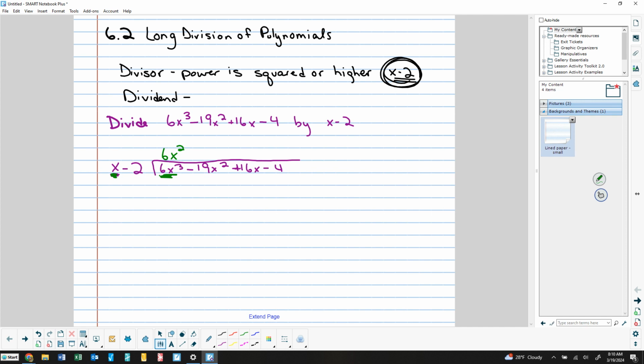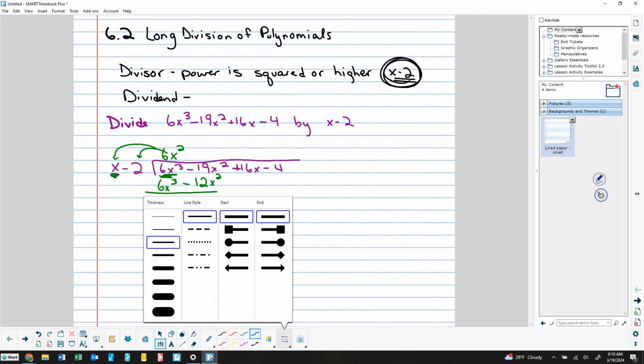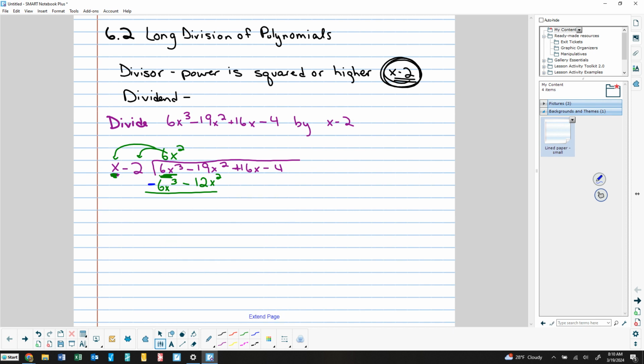So then I'm going to multiply this times this and get 6x cubed. Then I'm going to multiply this times this, and I'm going to get minus 12x squared. Well, then you have to draw a line under both of those. I'm going to change my color again, so this is really obvious what's happening here. And I have to change the signs on both things, so change that, and change that. And then we're going to add down.